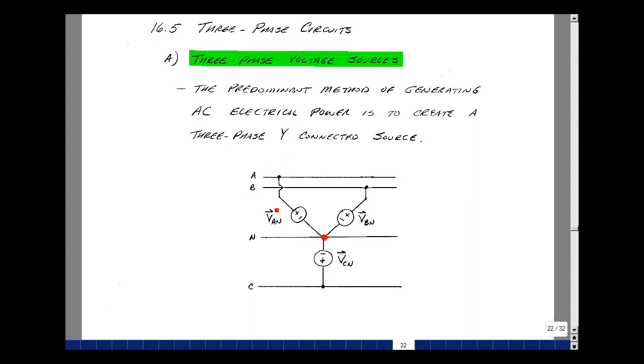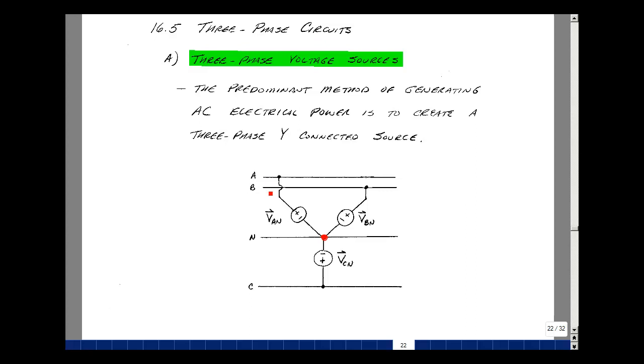So here are shown three voltage sources connected to a common neutral, call that N, and here's a line A, B, and C. So the voltage between A and the neutral, call V sub AN, between B and the neutral, V sub BN, and from C to the neutral, V sub CN. These are called phase voltages.